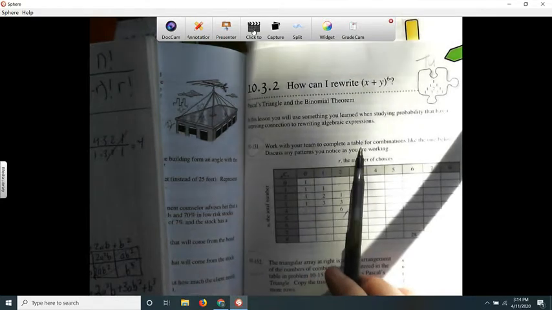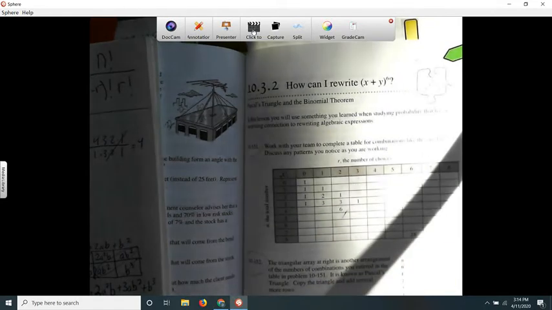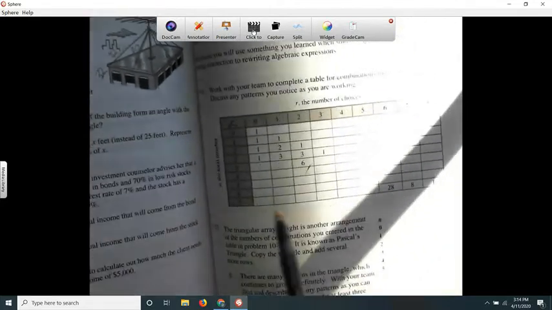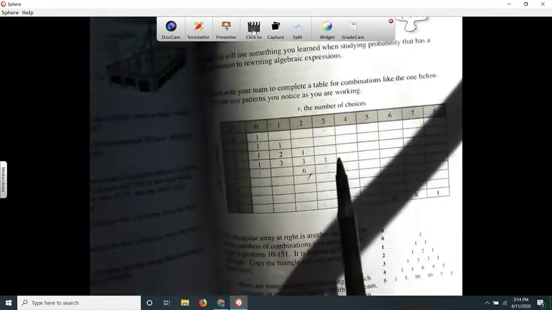So they give you this table. It's partially finished. You might already notice there seem to be some ones going along down here. So let's try to figure out where these numbers come from.